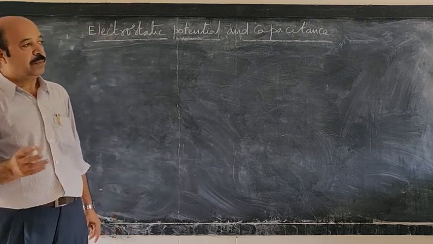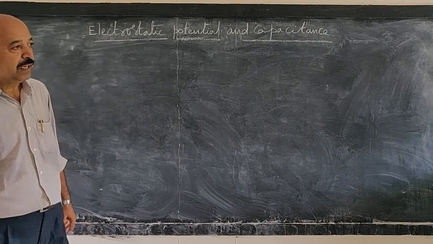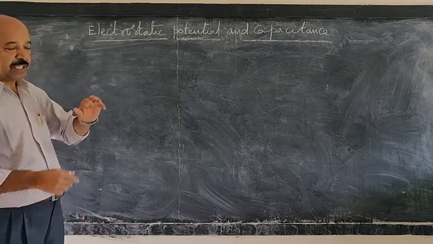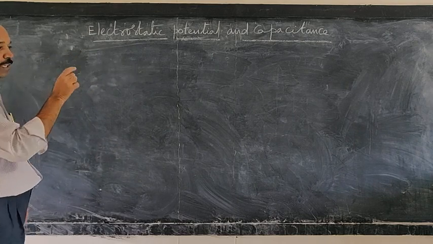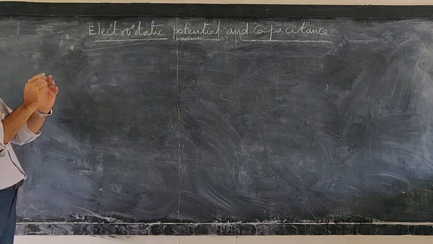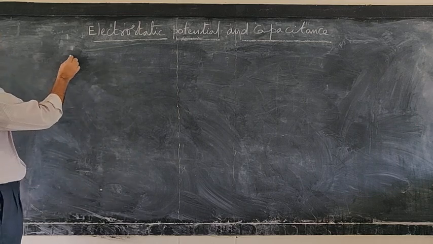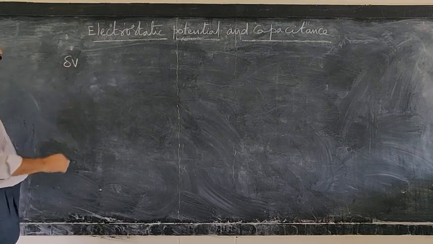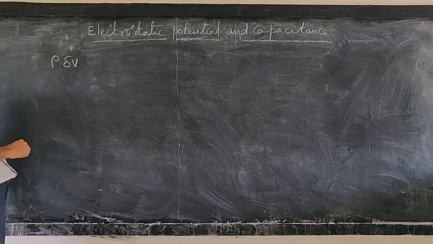Now, another point is, if you have a continuous charge distribution, then the potential due to such a continuous charge distribution is found by dividing that charge distribution into small elements. Suppose an element of volume delta V, and the charge density is rho, so this gives the charge on the volume element.